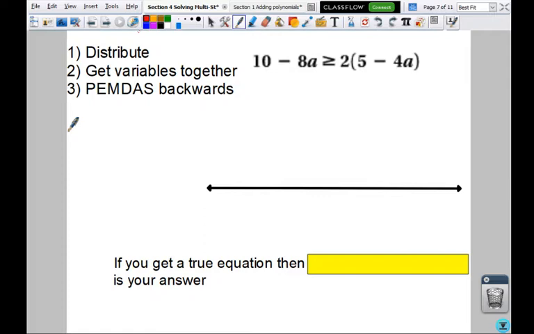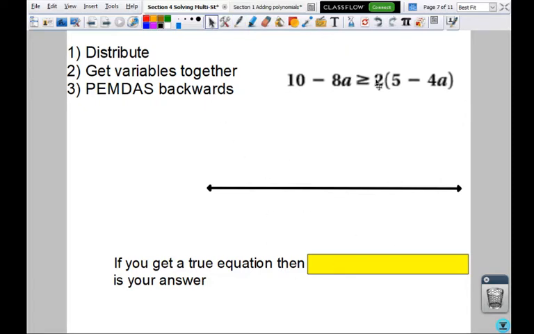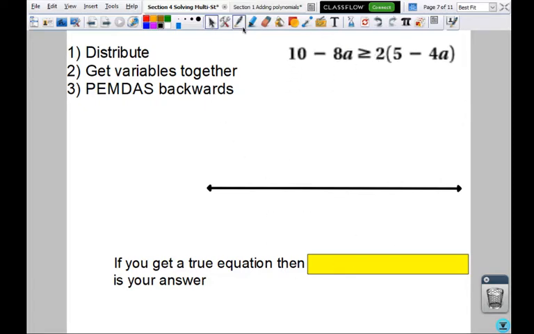I also wanted to remind you guys, when we get to these tough inequality problems, there's 3 steps to go through and solve. So I have 10 minus 8a is greater than or equal to 2 parentheses 5 minus 4a. There's a lot going on in here, right? So this one is more complicated. Last time we just did PEMDAS backwards. But today, we're going to get into some tough problems.